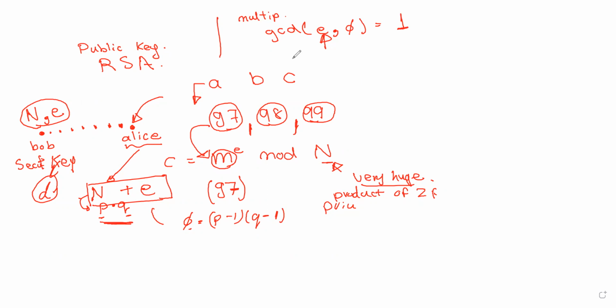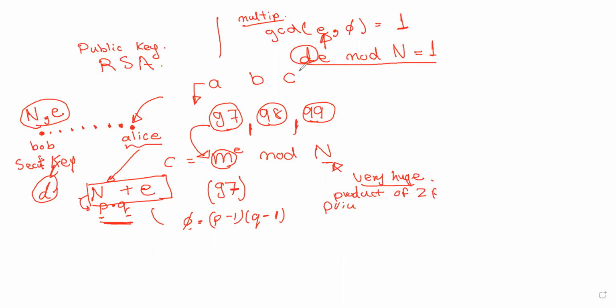Now, what is the value of D here? I'm sorry, D is the multiplicative inverse. So you're going to randomly select values for D, checking D times E mod N, and if you get the right result, then that is your D.